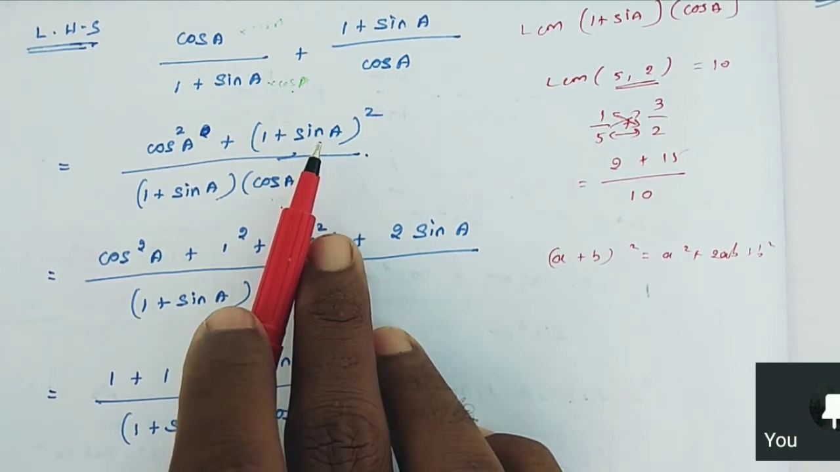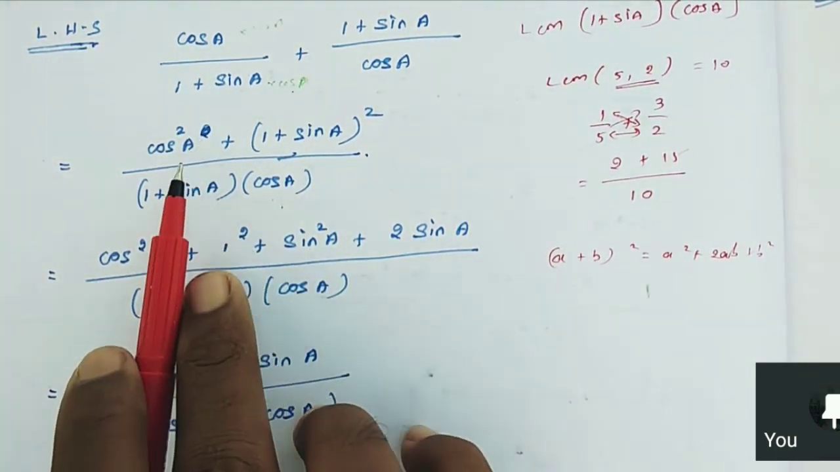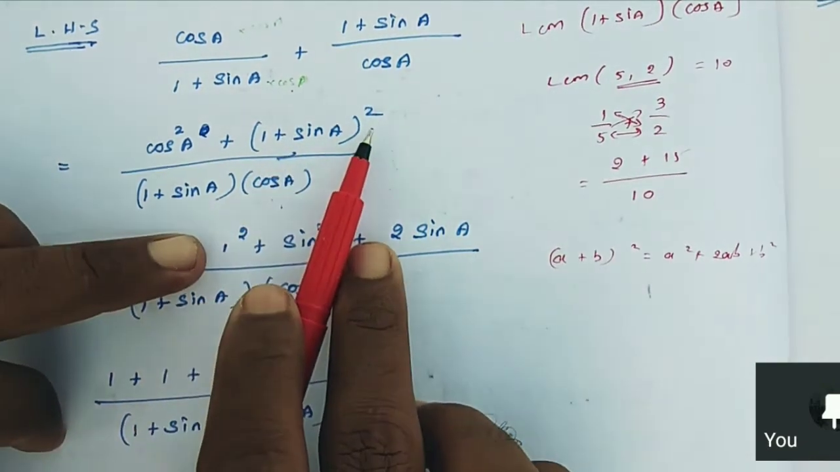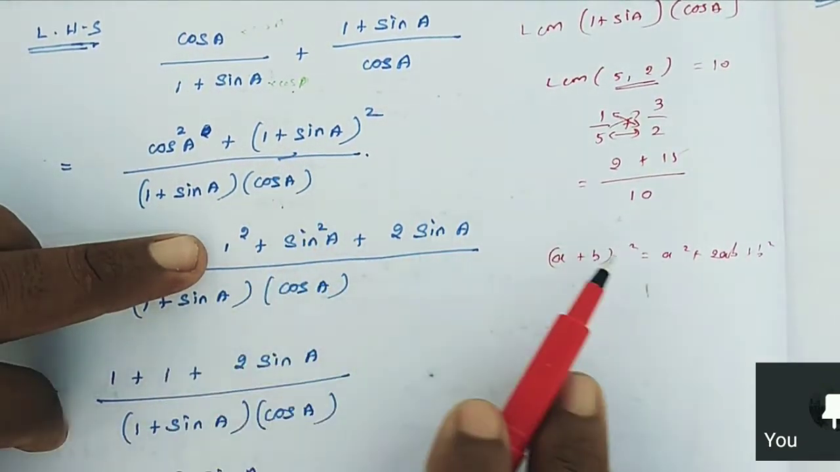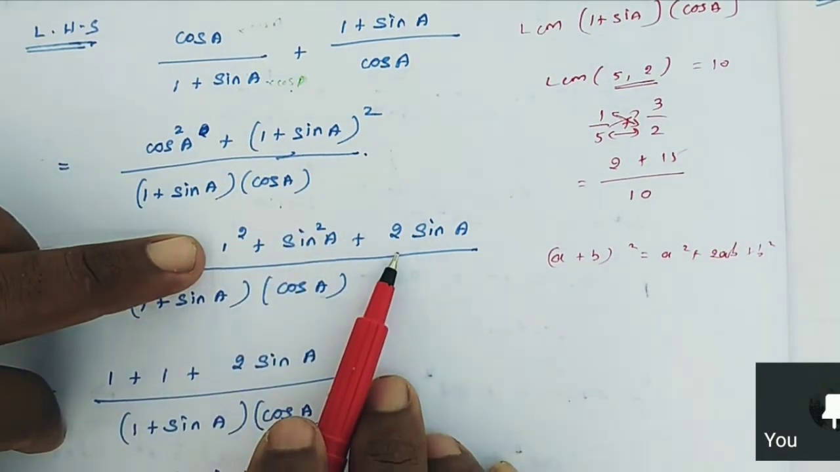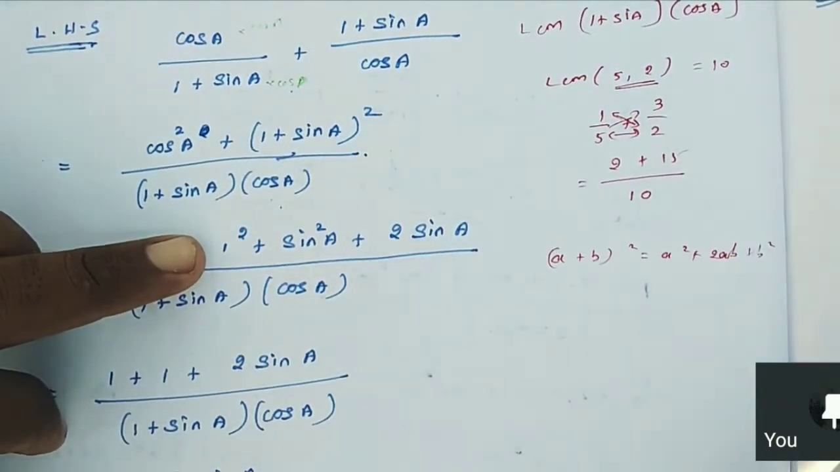Okay. Now we can multiply cos squared A plus the (a plus b) whole square formula. So a square plus b square plus 2ab. That is 2 times 1 into sine A, so 2 sine A. Are you all clear?